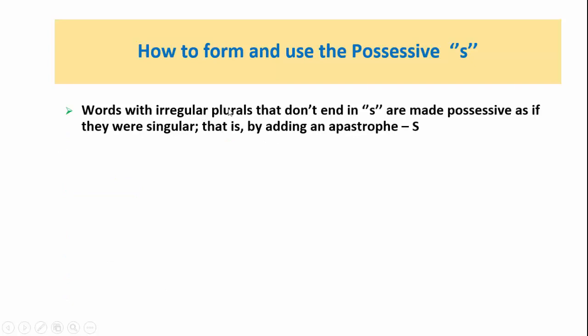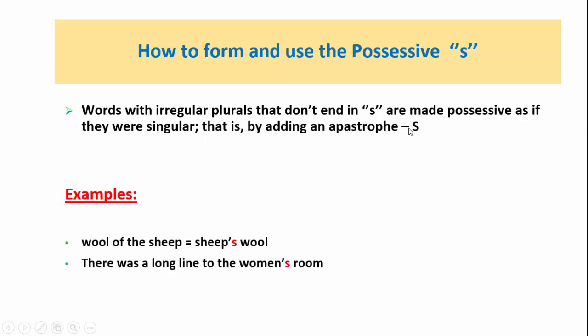Words with irregular plurals that don't end in s are made possessive as if they were singular, that is, by adding an apostrophe s. Examples. Wool of the sheep. Sheep's wool. There was a long line to the women's room.